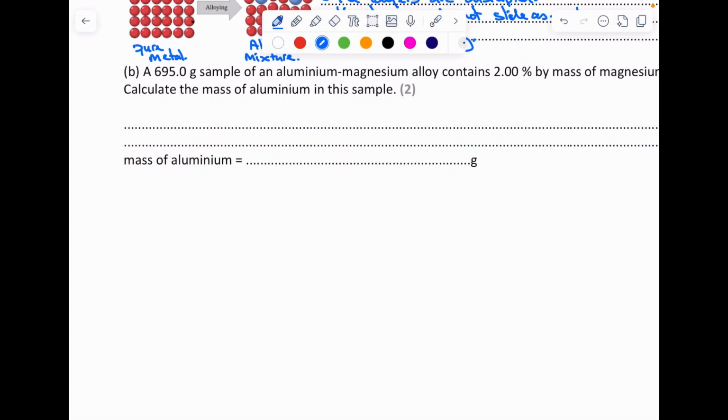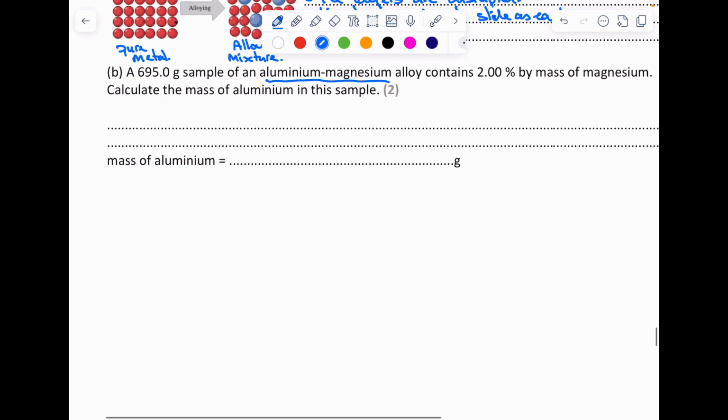Okay, so this calculation, we have an alloy, and in the alloy, we're being asked to find the amount of aluminium if we are told that 2% of the alloy is magnesium. So the first thing we've got to do is work out what 2% of this original mass is. So to do that, we take the mass that we've got and multiply it by 2 divided by 100.